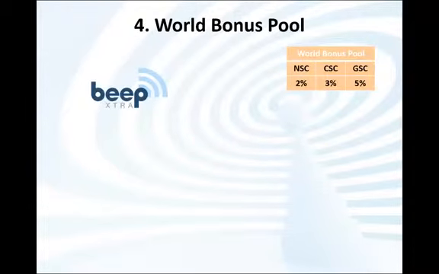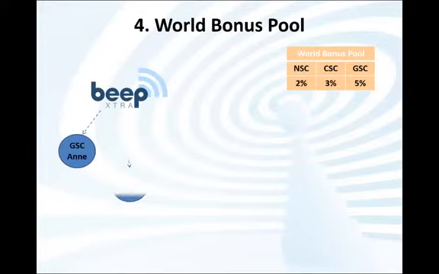2% is paid to NSCs and above. 3% is paid to CSCs and above. 5% is paid to GSCs. This means that a GSC will receive a World Bonus Pool commission on all 3 pools. In this slide, we will concentrate on paying World Bonus to GSCs, as the same percentage calculation applies for all 3 ranks that qualify for this payment.